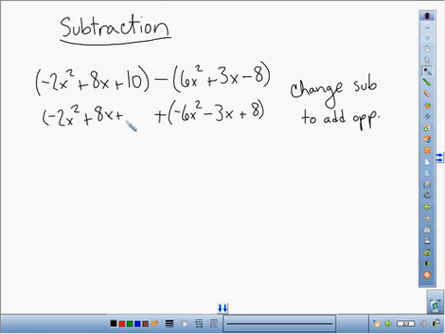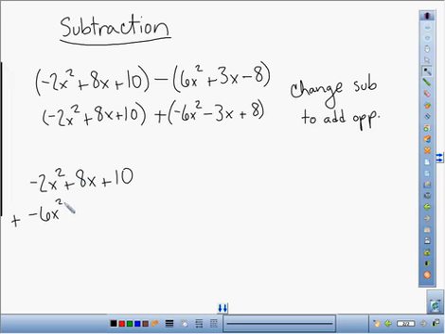Or if you prefer the stacking method, like I said, you're going to have to rewrite it for the stacking method anyway, so you might as well do this. So we would end up with negative 2x squared plus 8x plus 10. And now we're going to be adding negative 6x squared minus 3x plus 8. And so we just go through, and now we're adding. Okay, we've changed the subtraction to adding the opposite. We made everything the opposite sign that it was.